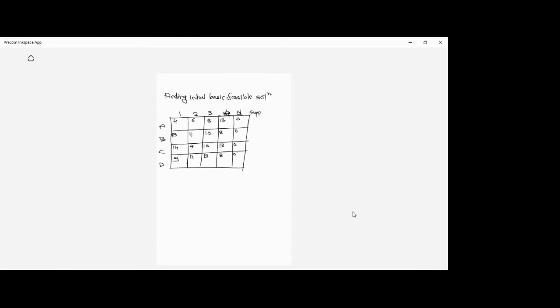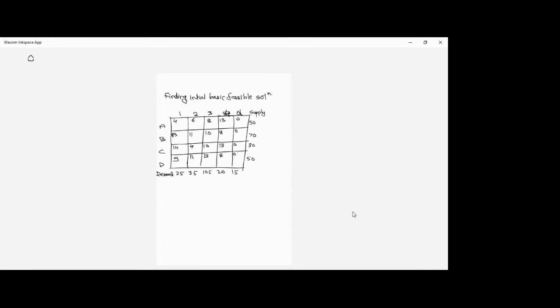Supply that we have is 50, 70, 30 and 50. Demand that we have is 25, 35, 105, 20 and 50, right? So let's move to the exam solution.